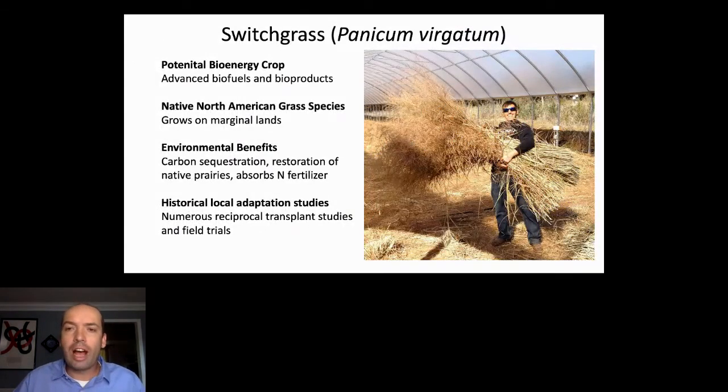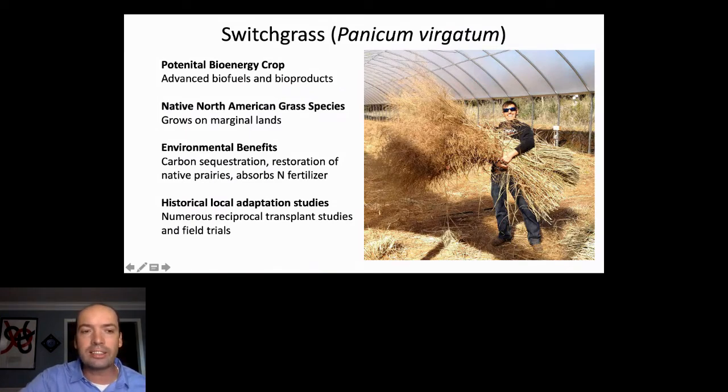So what I've been working on for over a decade now is switchgrass, Panicum virgatum, which a lot of you know about. It's a potential bioenergy crop and can be useful for both biofuels and bioproducts. One of the key great things about switchgrass is it's native to North America and it grows on marginal land, so it doesn't need a lot of extra fertilizer. And being a native North American grass means that the region in which it grows and where we do our experiments is in the native zone of the species, which allows us to really look at things like local adaptation and how switchgrass adapts across geographic space.